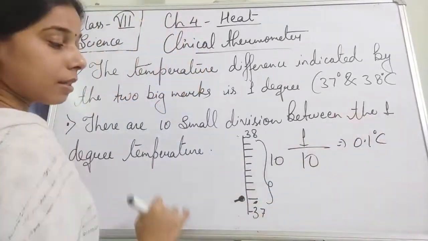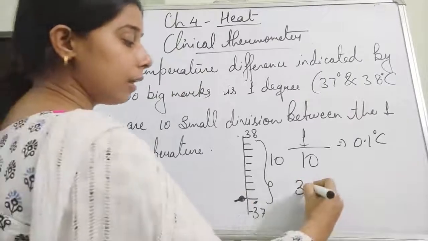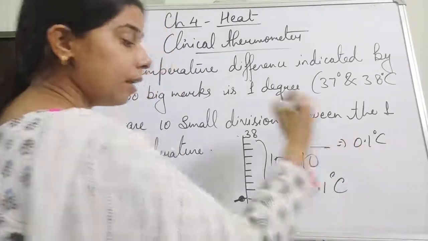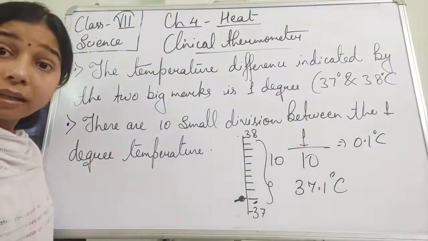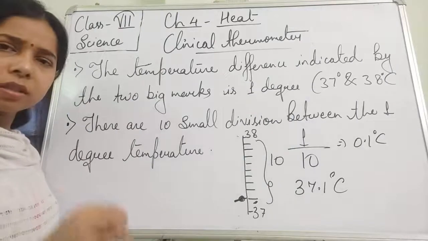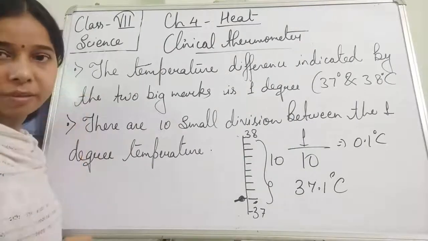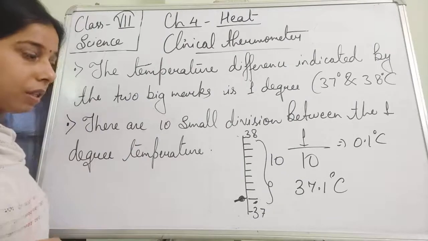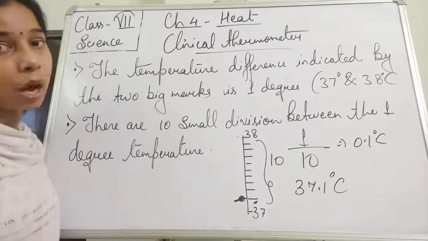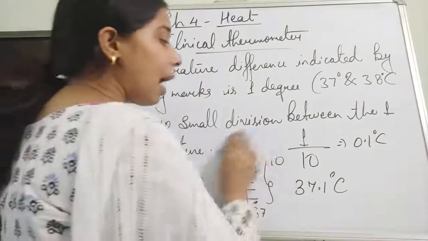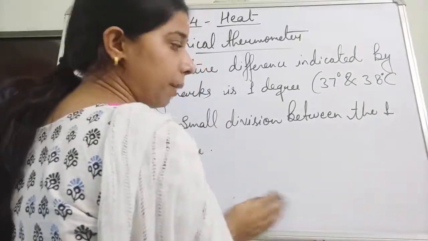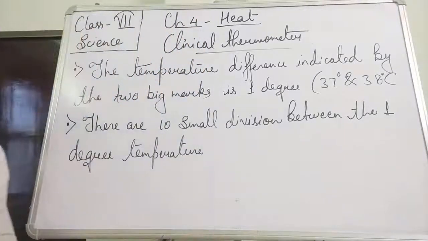So actually this is telling 37.1 degree Celsius, students. By this you came to know that it is giving a very accurate measurement. Even if it includes the decimal, it will give a very accurate temperature of a person, students.